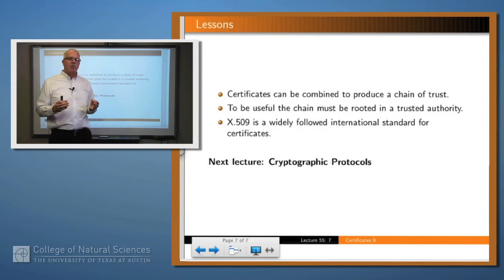Okay, so what have we said? We said that these certificates can be combined into a chain of trust, but hopefully they're rooted at some unimpeachable authority. And that may be like the president of a company, but it also may be one of these root certification authorities like VeriSign. X.509 is a widely used international standard for these certificates, and you see these very frequently on the internet, and they accomplish this really great goal of establishing this web of trust.